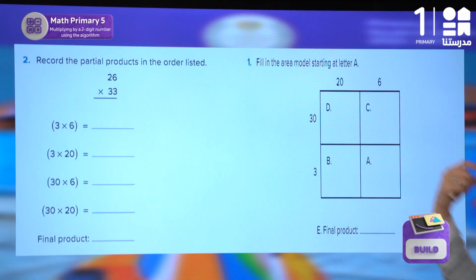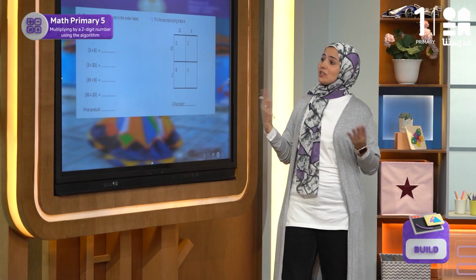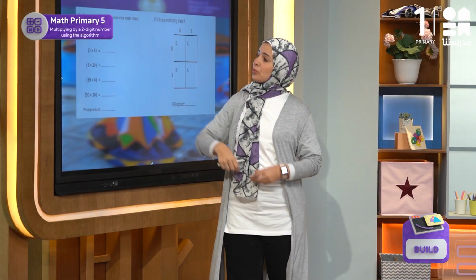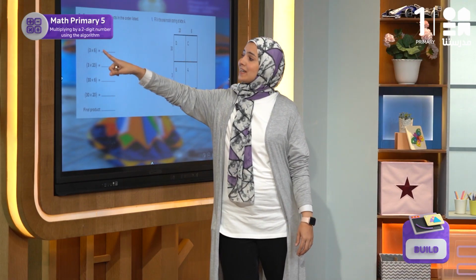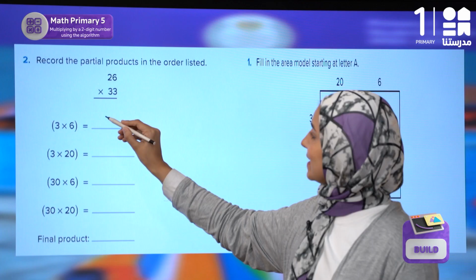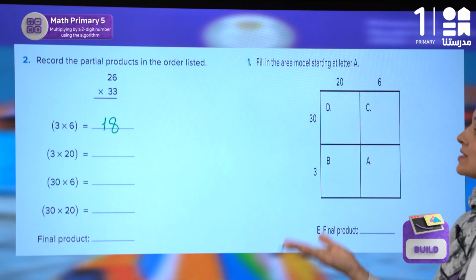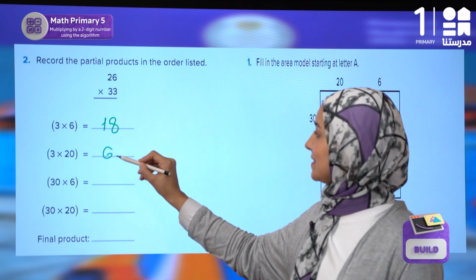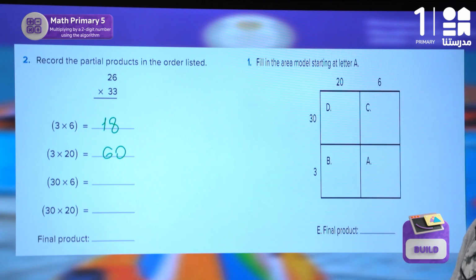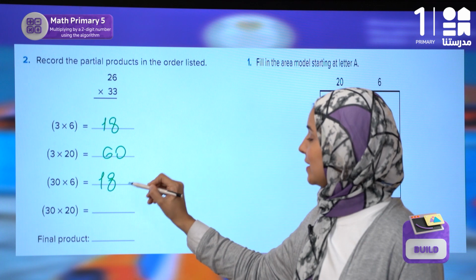We are going to start solving the problem, then we will compare the two ways. Now, what do I have? For the partial products here, I have the first product, 6 times 3 or 3 times 6. So the answer here is 18. What comes next is 3 times 20, which is 60.